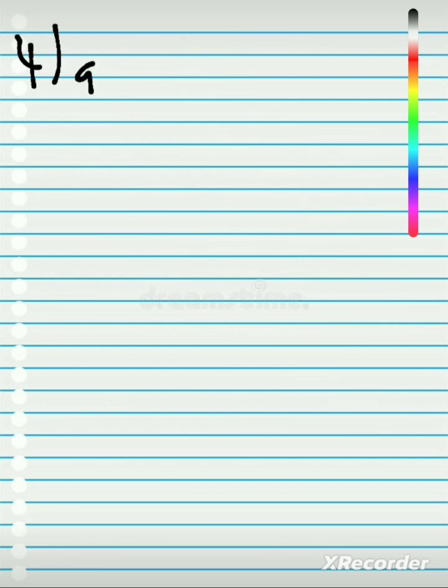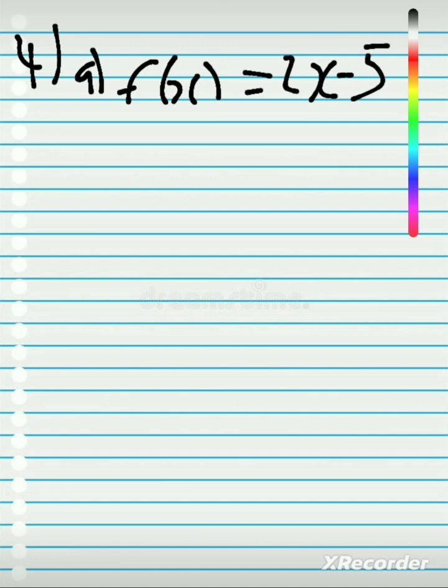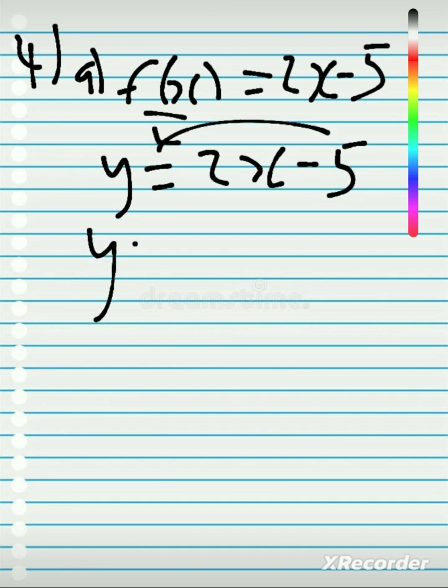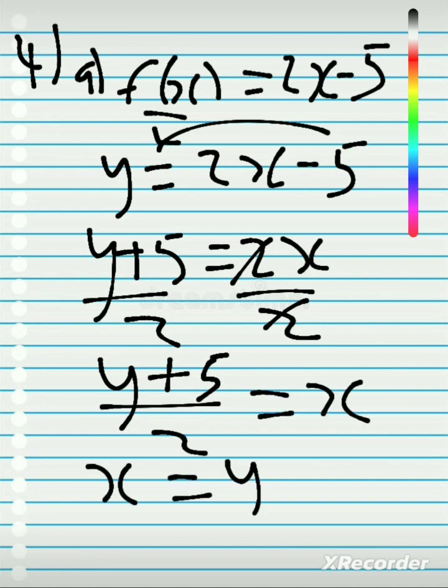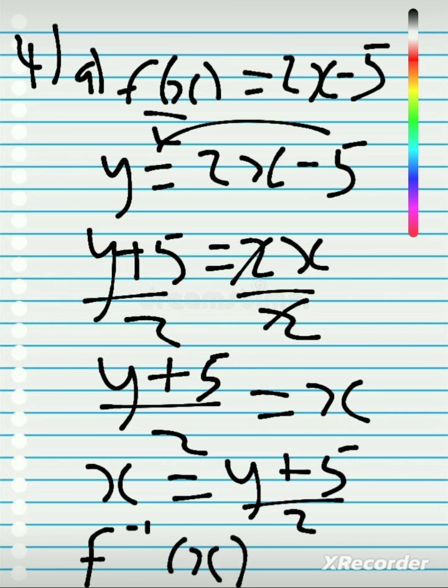So question 4a, we were given f(x), which is 2x minus 5. They wanted us to get the function inverse of x. We know the pattern. We make this y, 2x minus 5. We take this side, it becomes y plus 5 equals 2x. We divide both sides by 2. We have (y plus 5) over 2 is equal to x. So we can rewrite it: the function inverse of x is equal to (x plus 5) over 2.